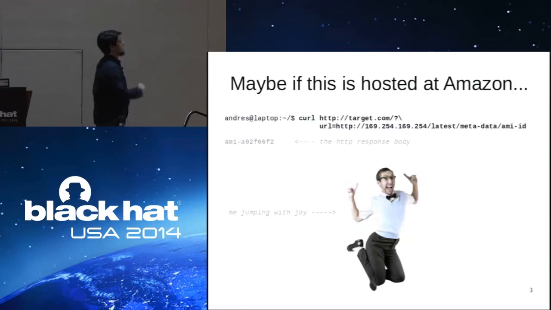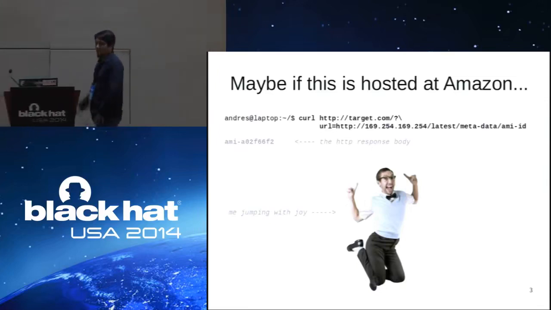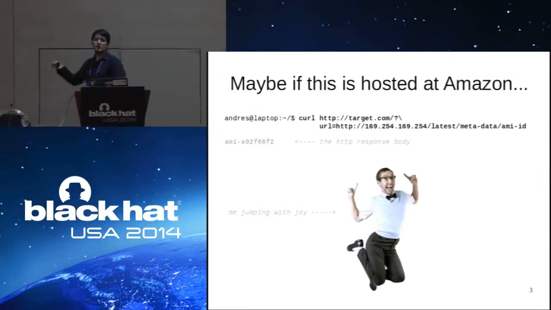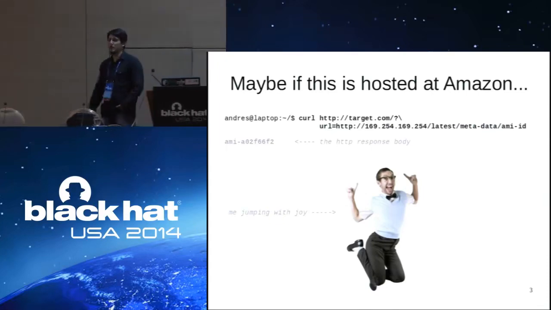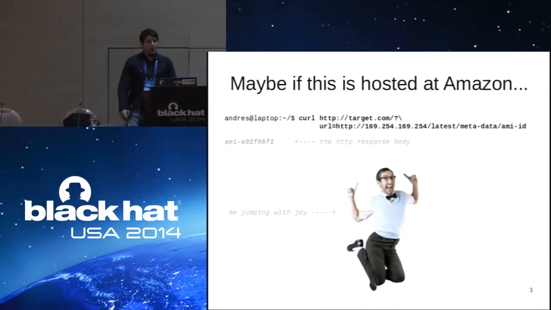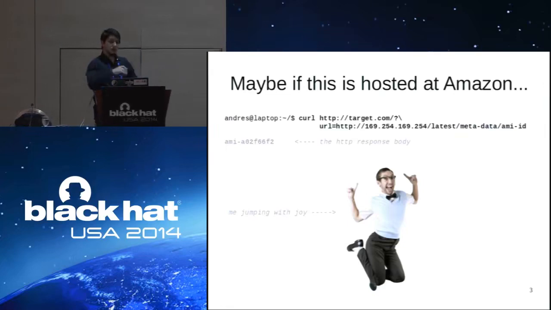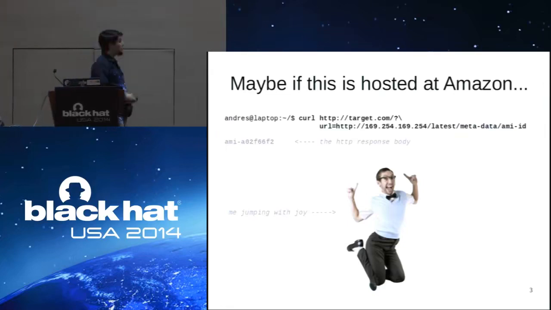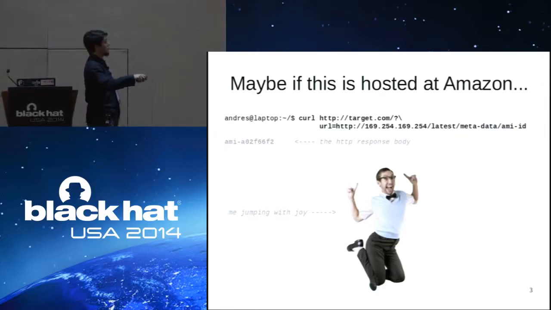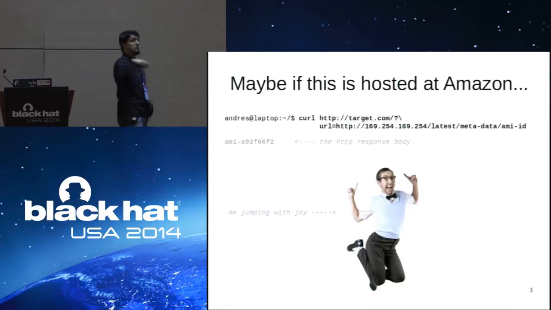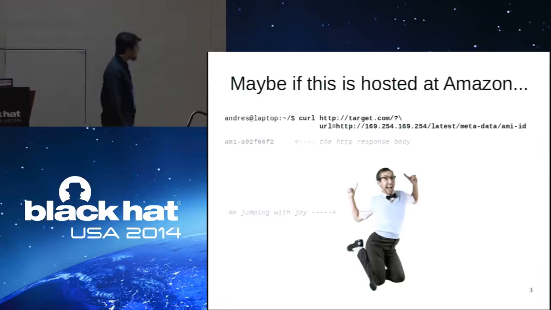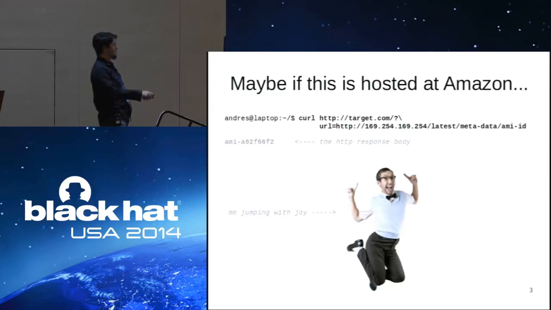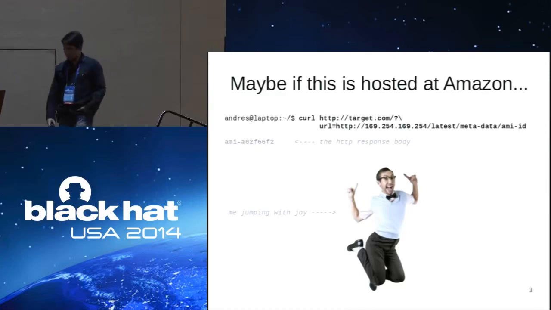So I tried something. I tried to replace the URL parameter that you see there with that strange URL, the one that starts with 169.254. And in the response, I got that little piece of information. AMI, something, something, something. All right. And I was really, really happy.